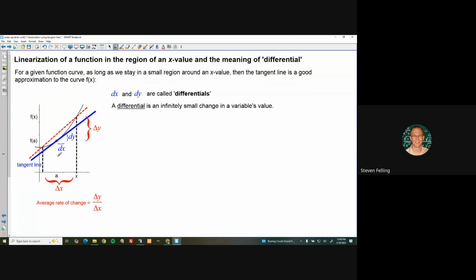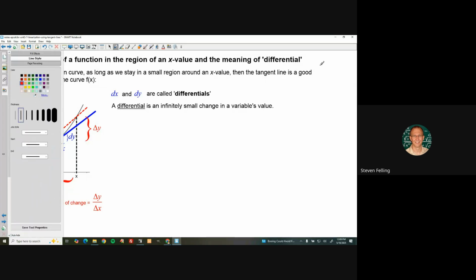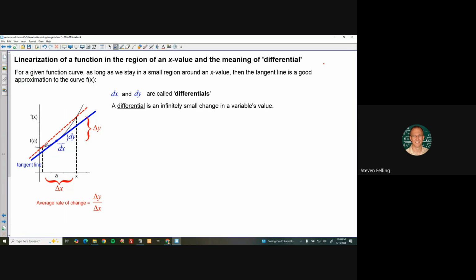If we have a function curve like this black function curve here, as long as we stay in a region around some particular x value, then the tangent line is a pretty close approximation to the curve itself, right? If I'm in the vicinity of an area, I can take 2 points that are on the curve and draw a line between them, which we call a secant line, right? And that's a fixed change in x, which I could call delta x, and a fixed change in y, which I could call delta y. And the average rate of change, that specific phrase, means the change in y over the change in x.